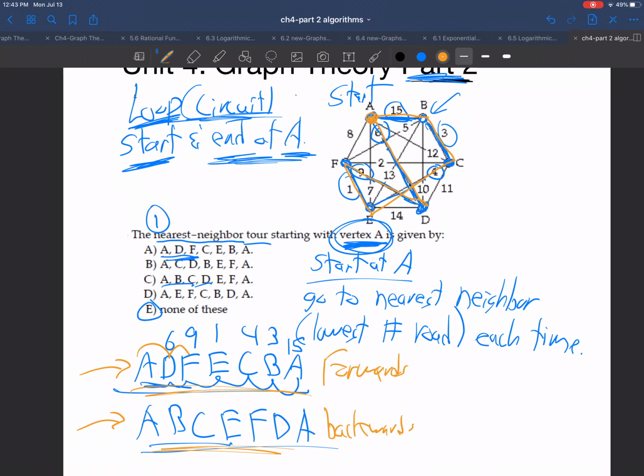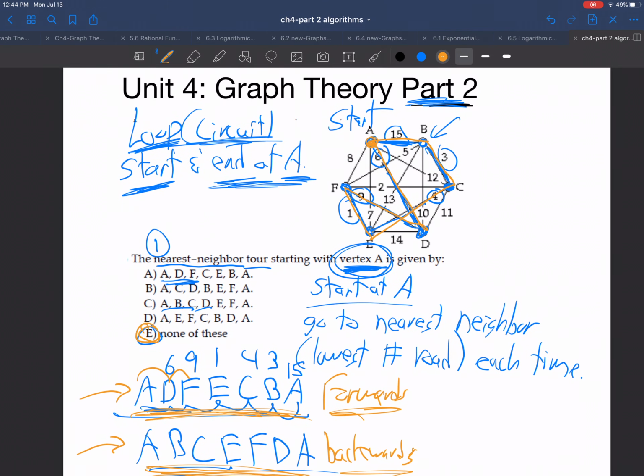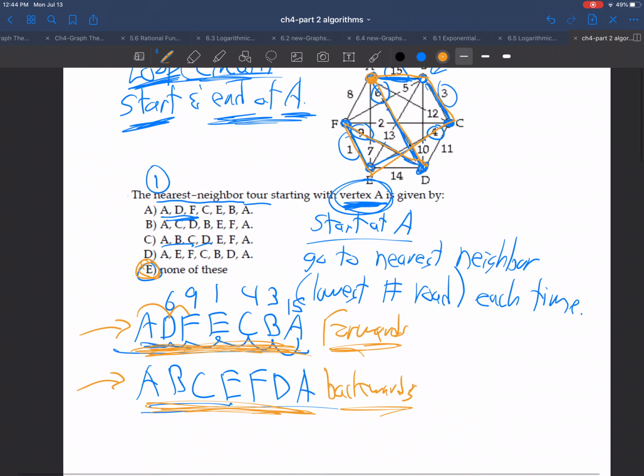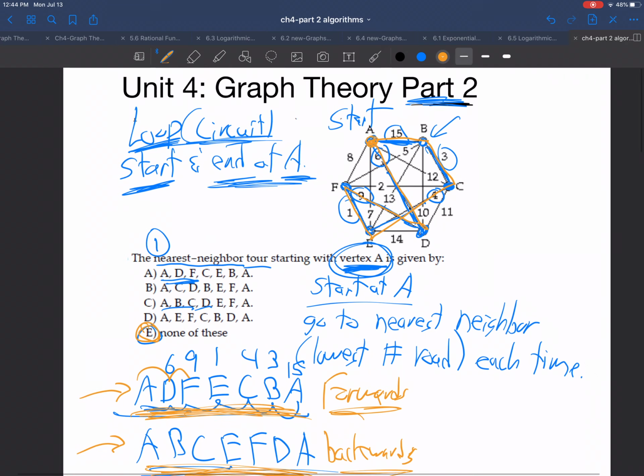So be careful on the exam. If they have either direction, so anytime you get an answer on the test, you should write it forwards and backwards and look for either one. But neither was there, so this is none of these. Some of the answers are none of these, but be careful. Always write your answers forwards and backwards to make sure that you've checked all possible answers. All right, so that's nearest neighbor.